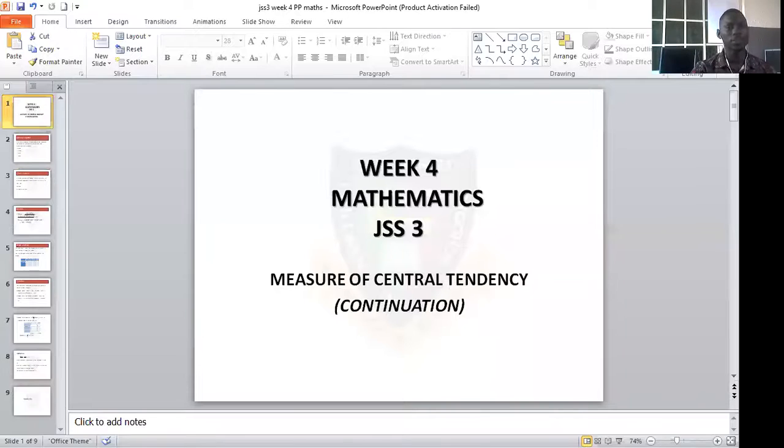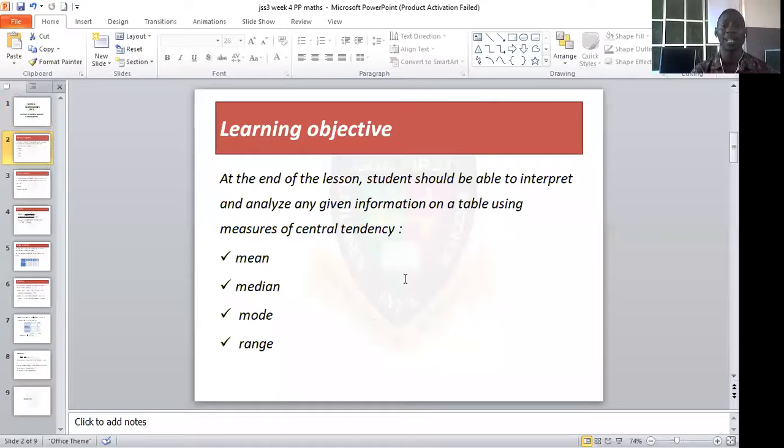What we're discussing today is the measure of central tendency, the continuation. So look at the learning objective. It's still the same as the last time. We don't have a new learning objective, which is that at the end of the lesson, students should be able to interpret and analyze any given information on a table, using the four measures of central tendency: the mean, median, mode, and range.